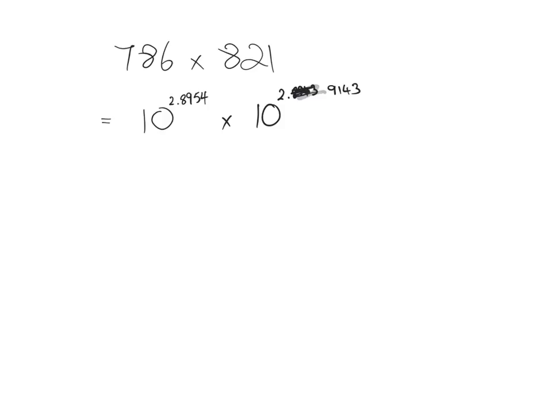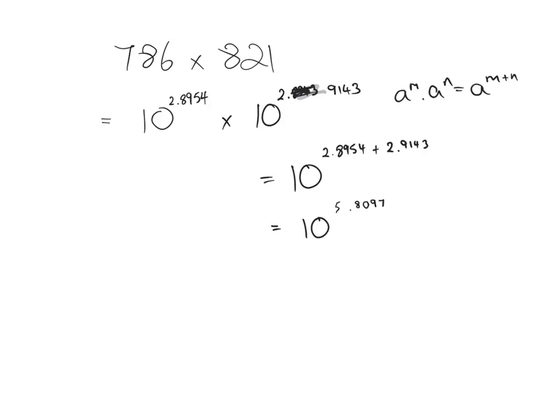9143. So the law of powers says a to the m times a to the n, law of exponents, is a to the m plus n. So this should equal 10 to the power 2.8954 plus 2.9143. And if we add those powers together, we get 5.8097.